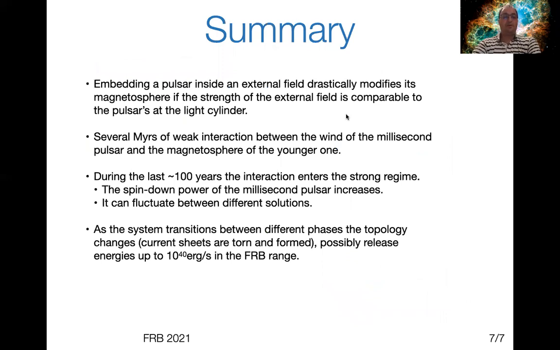In summary, we have found that embedding a pulsar in an external magnetic field drastically modifies its magnetosphere. Most double neutron stars will spend several millions of years in weak interaction. However, it's likely that during their last hundreds of years, the interaction enters the strong regime. In this case, the spin-down power changes, but they can also fluctuate between different solutions.